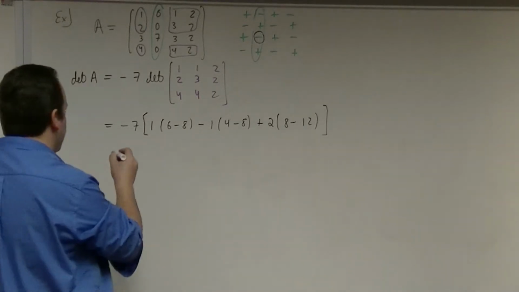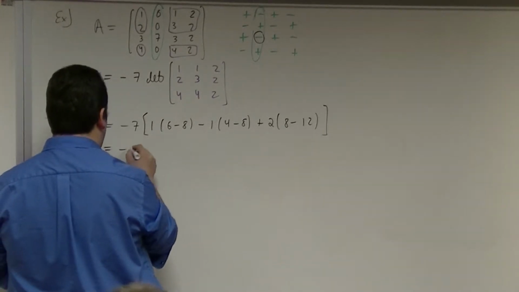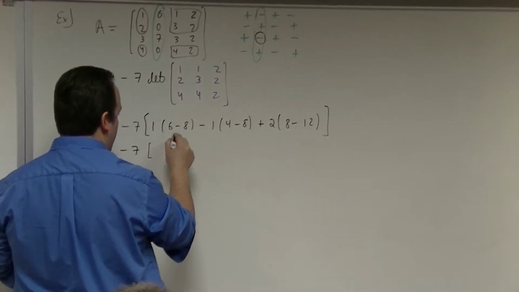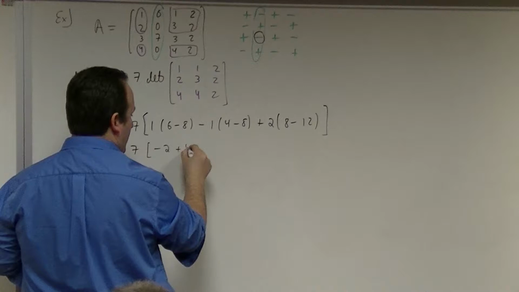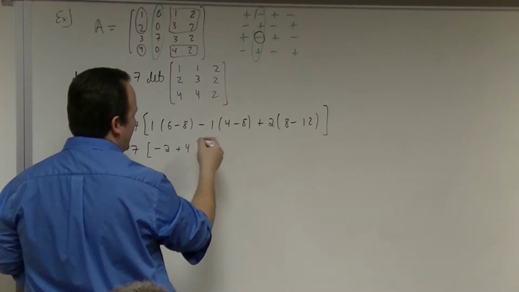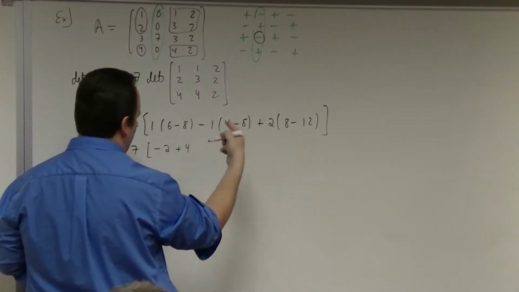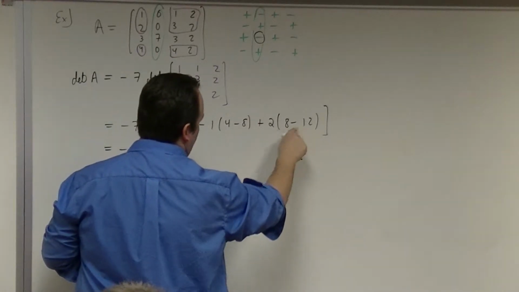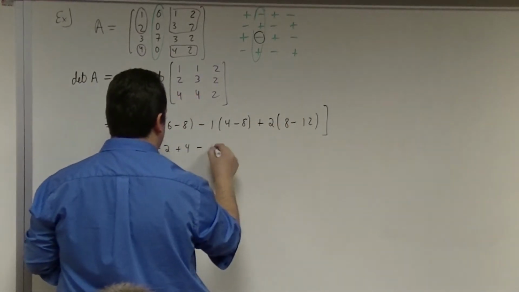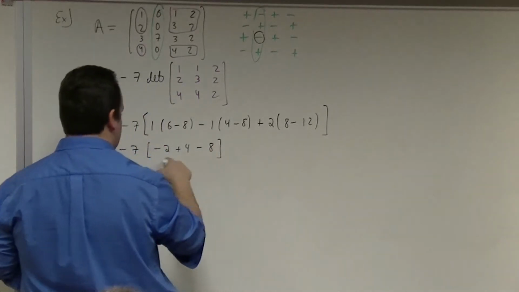Let's see, what's that work out to? 1 times negative 2, that's minus 2, plus 4. Yeah, it's easy to mix up positive and negative. Minus 8, right? Yeah. So minus 10.